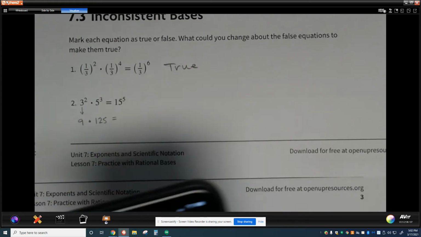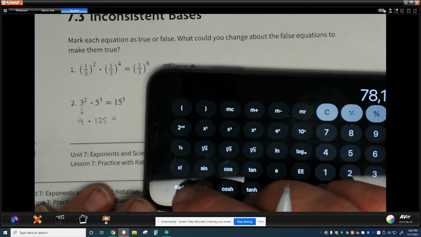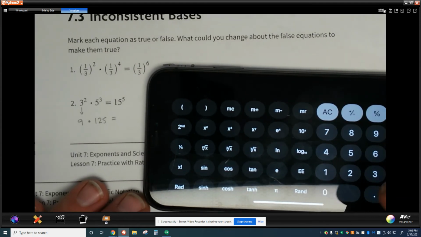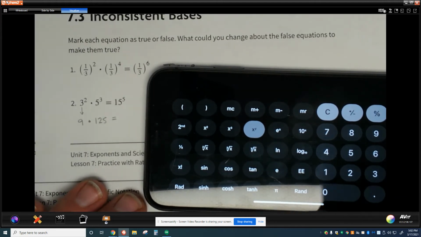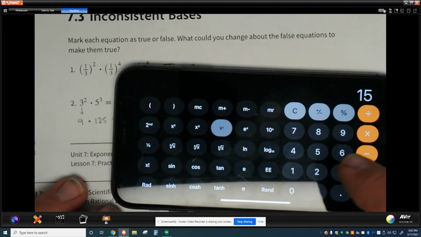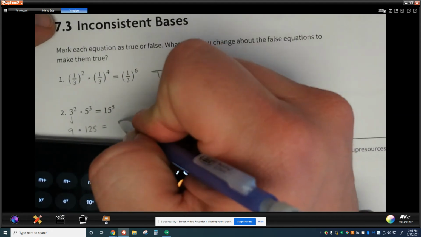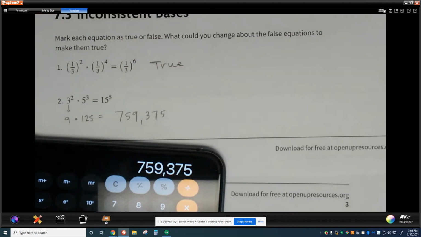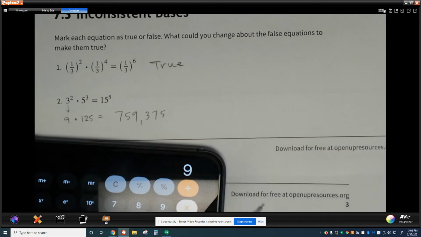In fact, let's see here. I'm not going to go 15 times 15 times 15 or anything like that. I want to be able to use my calculator correctly. 15 raised to the, I click that button that says x to the y, raised to the 5th power is equal to 759,375. That's a really, really big number. So what could I do to actually do this? Well, 9 times 125 is 1,125.